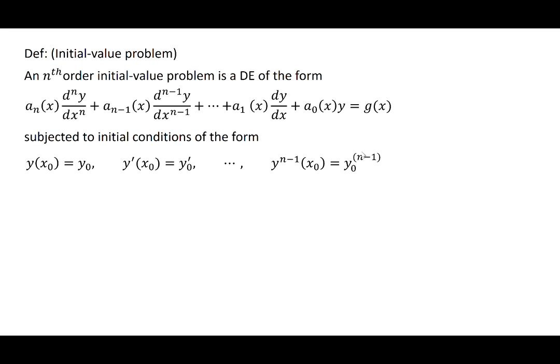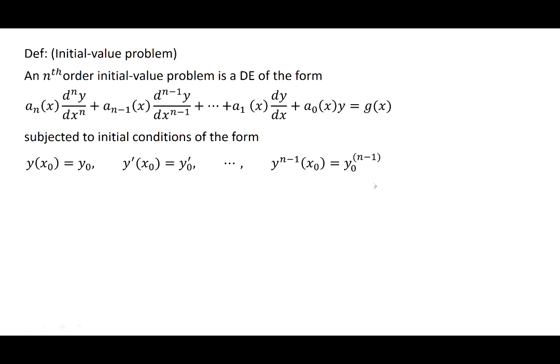Think of it as the n minus 1 prime. You get the idea, right? Y sub 0 prime is just a constant. Y sub 0 double prime is a constant. Y sub 0 to the parenthesis n minus 1 is also just a number. But this is the n minus 1th derivative.